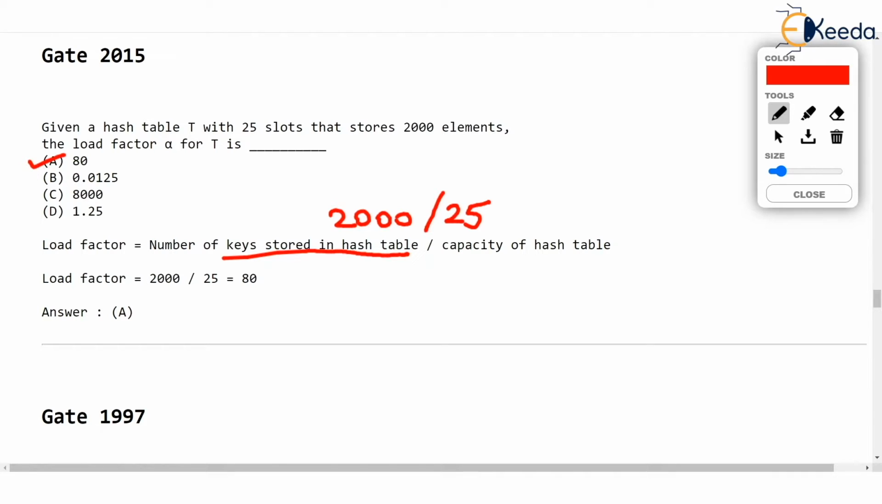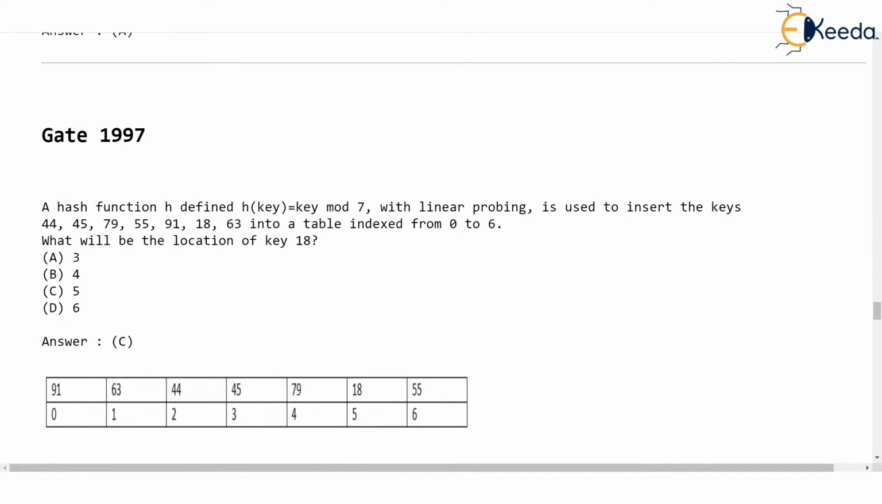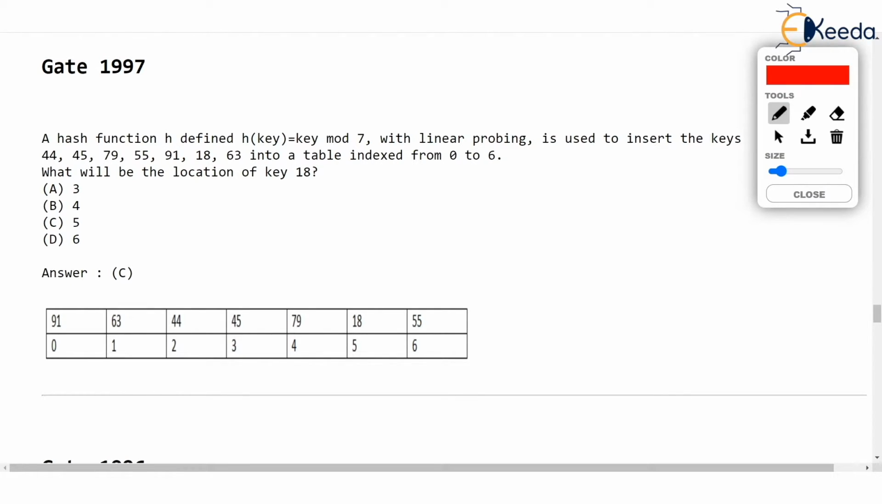Very easy question. Let's see one more question in GATE 1997. Now here they have asked us to use a hash function key mod 7. That means you decide the address by dividing each key by 7 and obtaining the remainder. And in case of collision, we are using linear probing to handle the collision. And we are inserting the keys like 44, 45, 79 and so on.